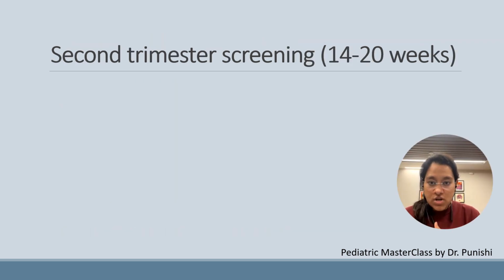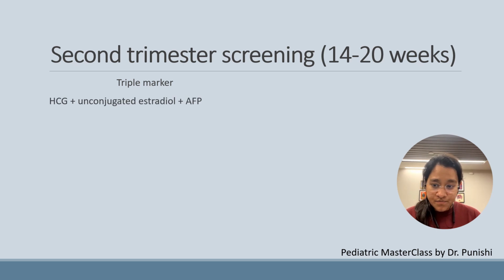Now we've seen the first trimester screening, let's go into the second trimester. Second trimester screening is done between 14 to 20 weeks of gestation. We have the triple marker test, wherein we measure 3 markers from the mother's blood, which is beta-HCG, unconjugated estriol, and alpha-fetoprotein. And this alone per se has a detection rate of about 70% to be able to diagnose or screen for Down syndrome antenatally.